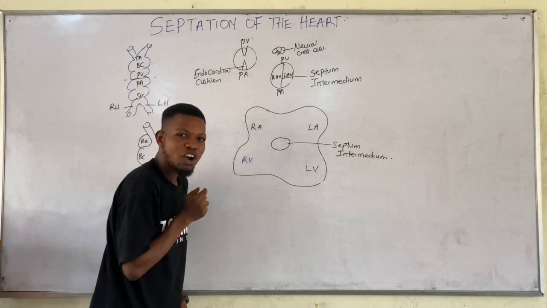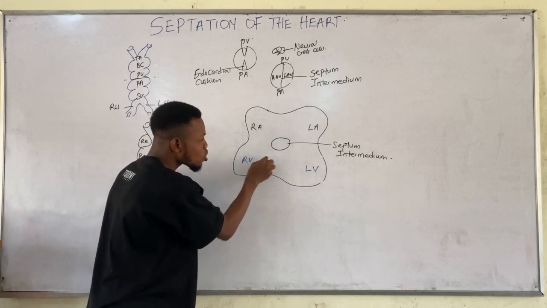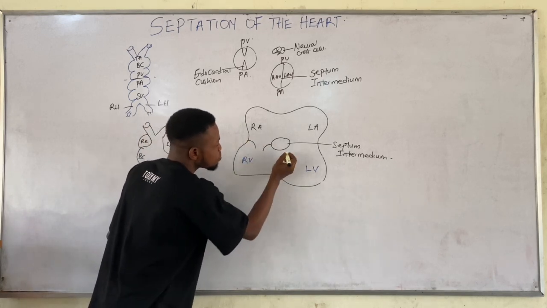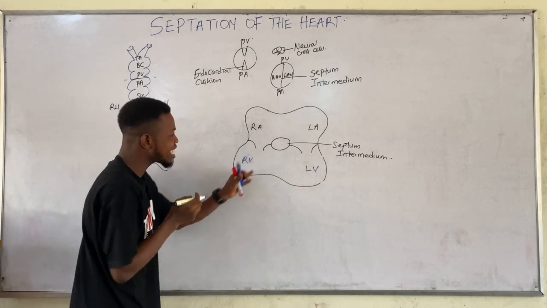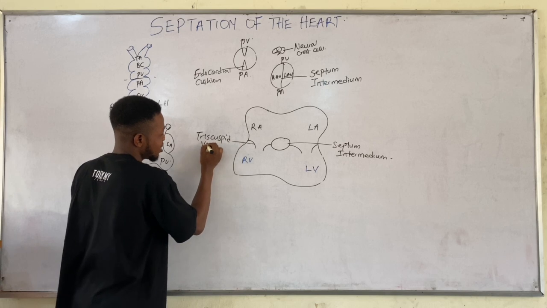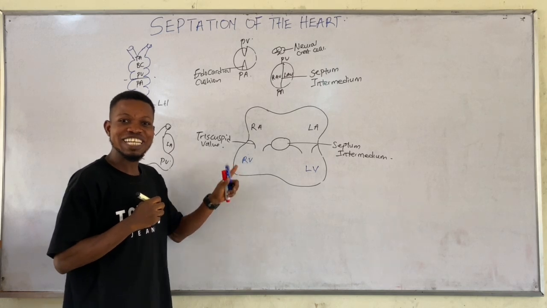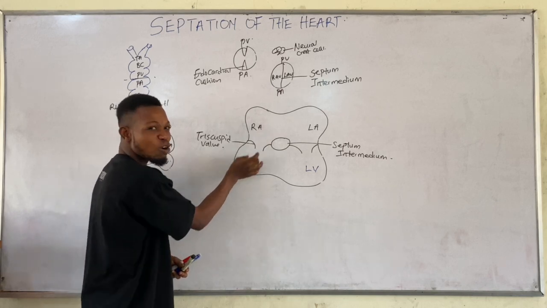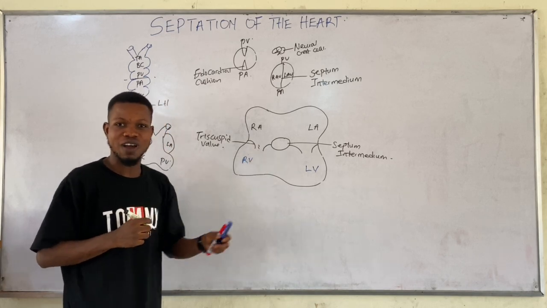Now, what makes up the septum intermedium? Endocardial cushion. So coming off from the septum intermedium is also an outgrowth. Do you get? This outgrowth that comes off from the septum intermedium at the right side is what we call the tricuspid valve. Do you know what the tricuspid valve does? The tricuspid valve separates the right atrium away from the right ventricle. They are made up of 3 cusps of valve.